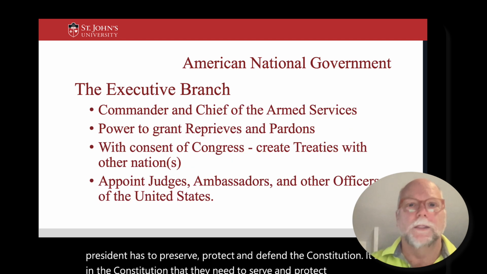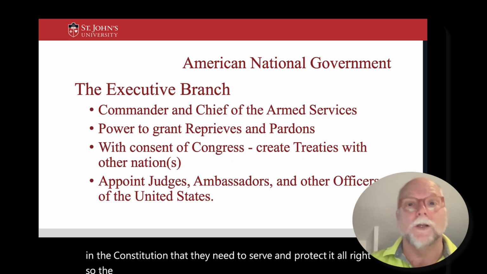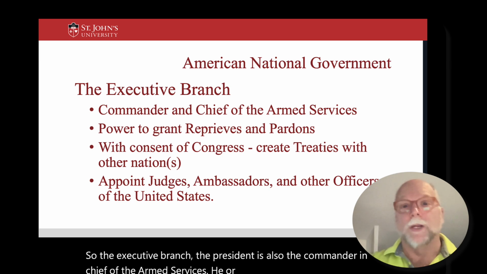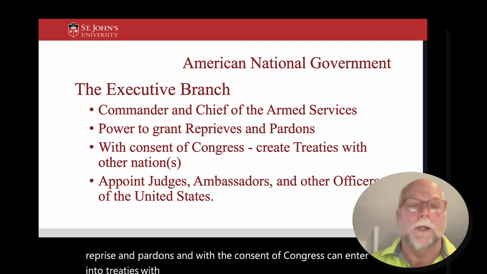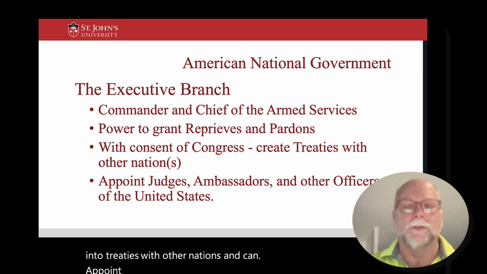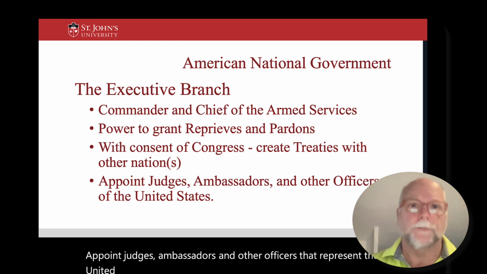All right. So the executive branch, the president is also the commander-in-chief of the armed services. He or she has the power to grant reprieves and pardons, and with the consent of Congress can enter into treaties with other nations, and can also appoint judges, ambassadors, and other officers that represent the United States.